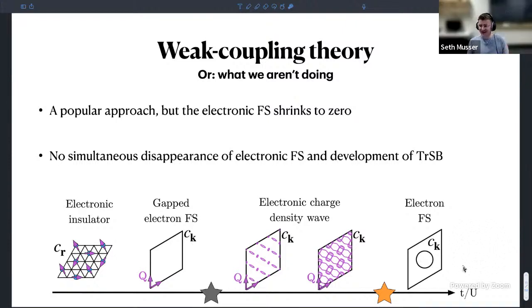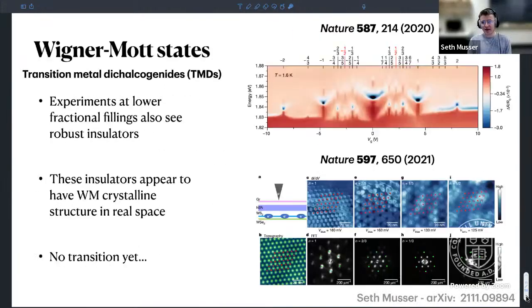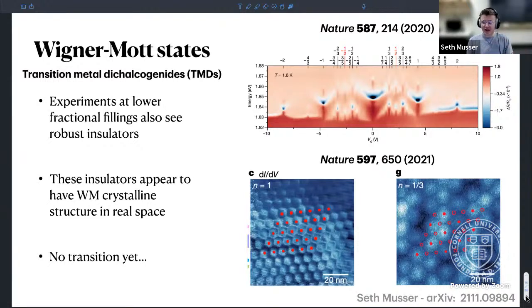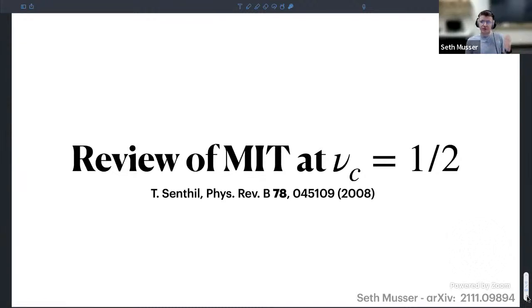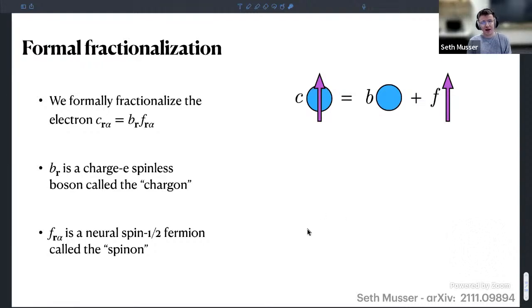Yeah, I assume that came through. Okay. So this is the kind of weak coupling, and I'm waving my hand here at some of these experimental motivations. But let's hop right into some of the theory details. I just want to review this metal insulator transition at half electron filling. This is from Senthil's paper in 2008.